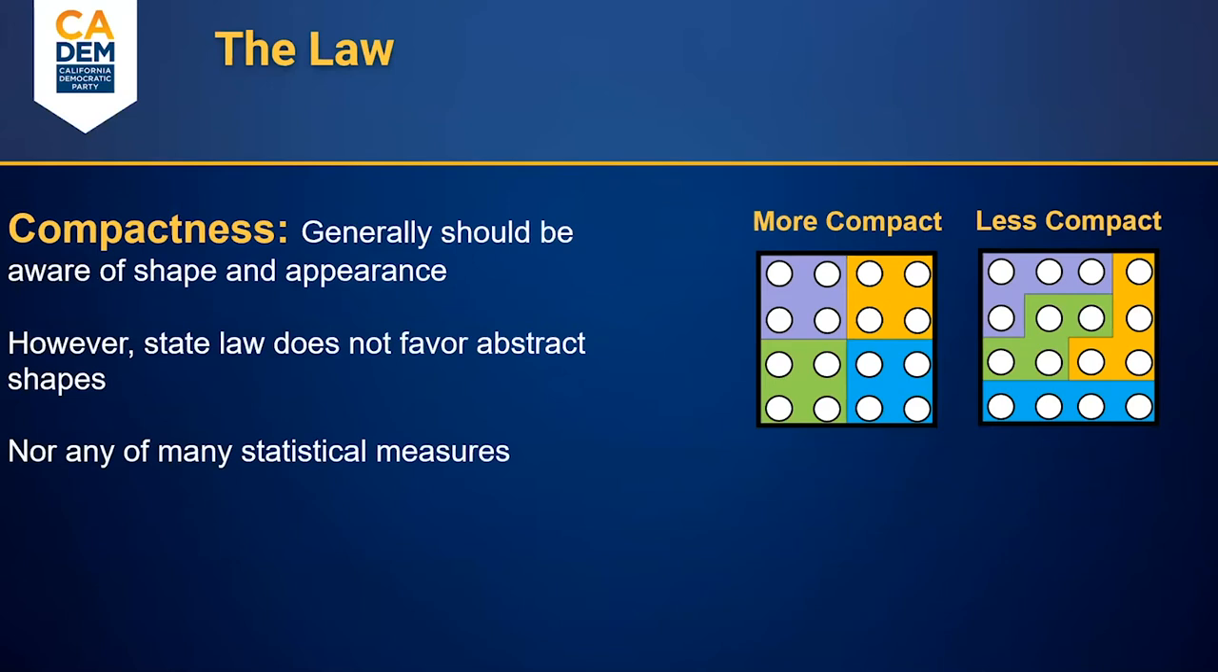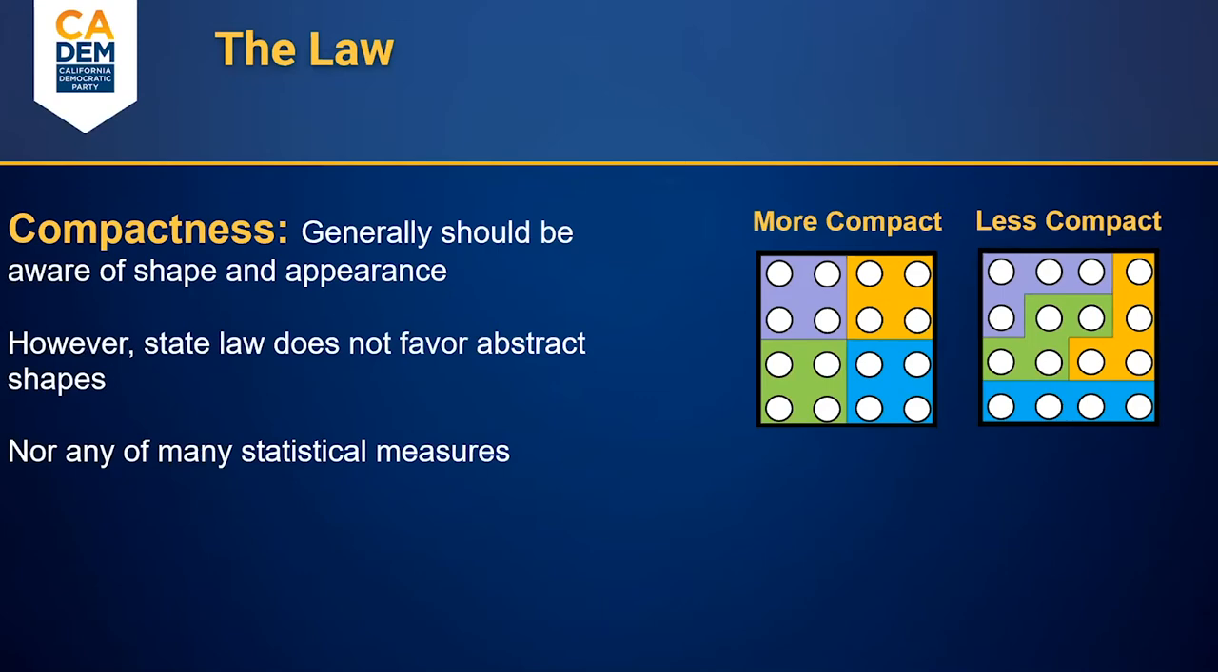Compactness, this is generally considered the visual test, the I'll know it when I see it test. So if you look on the right, that is kind of a traditional way of looking at compactness, which is the squares are considered more compact than the kind of more funky shapes on the right. What I will note, though, is state law is a little different from how people often think about compactness in that it does not actually favor abstract shapes, and it doesn't favor any of the very many statistical measures that have been invented by political scientists over the years.